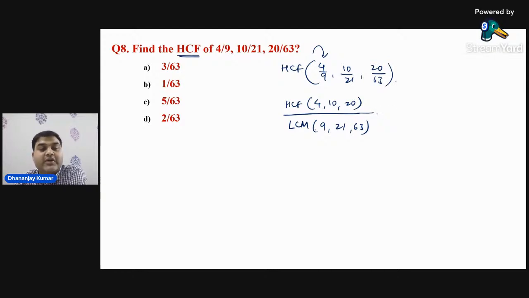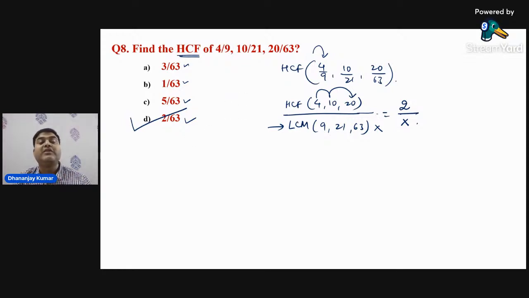Okay, let's find out. You saw here, 63, 63, 63, 63 is common. Do not find the LCM at all. No need of finding. Find the HCF of the numerators. Can 2 divide 10? Yes. Can 2 divide 20? Yes. Can 4 divide 10? No. Can 4 divide 20? Yes. But it is not common. So HCF is 2 divided by something x. Now our options are all x only. All are same. So our answer is 2 by 63, that is the right answer.